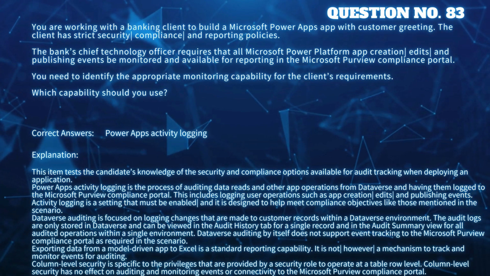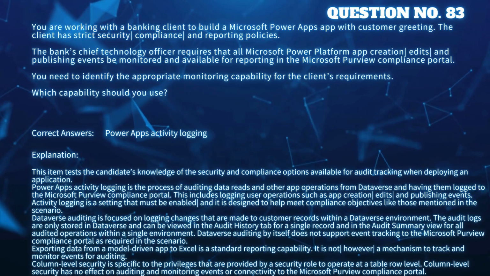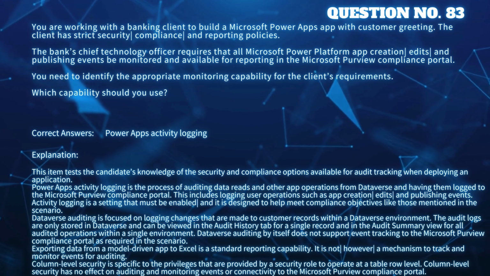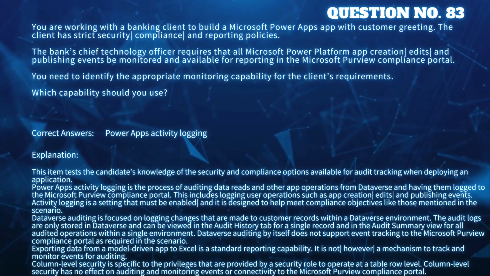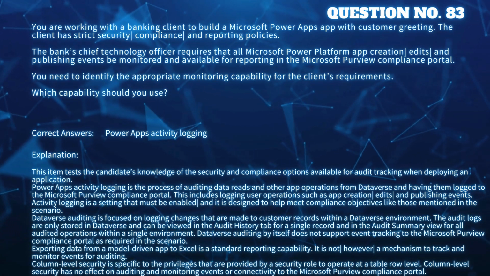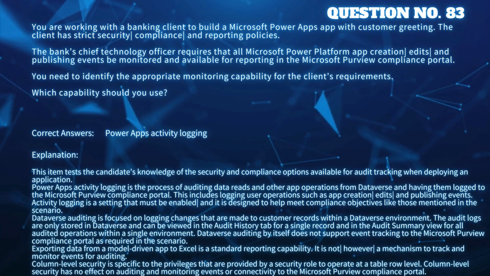Exporting data from a model-driven app to Excel is a standard reporting capability. It is not, however, a mechanism to track and monitor events for auditing. Column-level security is specific to the privileges that are provided by a security role to operate at a table row level. Column-level security has no effect on auditing and monitoring events or connectivity to the Microsoft Purview compliance portal.